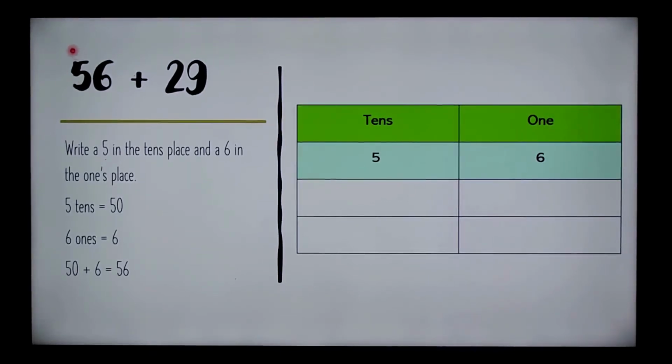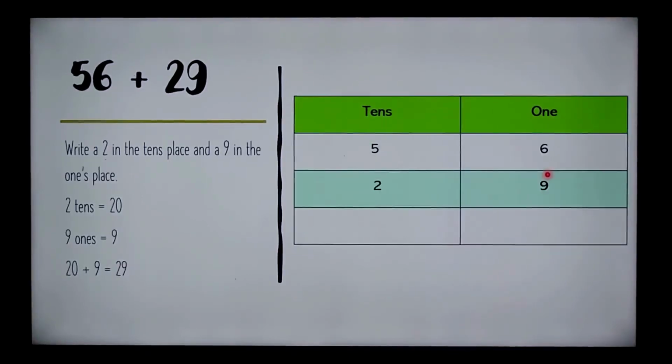So what we do is just take the 5 from the 56 and put it in the tens column, and take the 6 and put it in the ones column. And again, that gives us a total of 56. So then we do the same thing for the 29. We take the 2 from the 29 and put that in the tens column, and we take the 9 from the ones place and put that in the ones column.